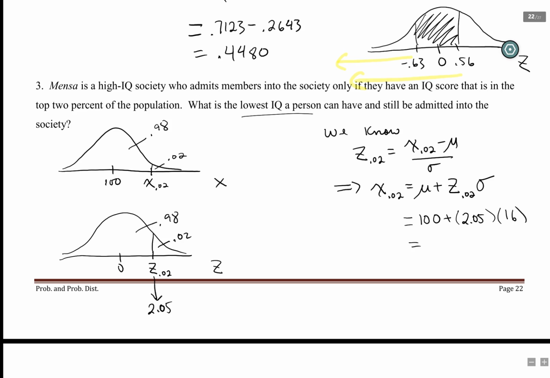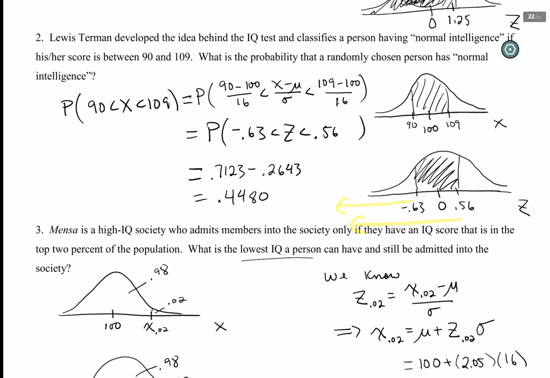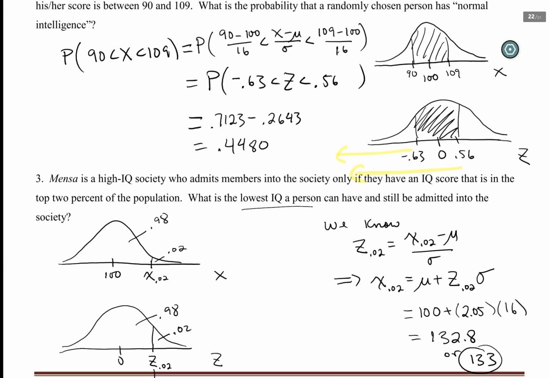If I do the arithmetic, I get 132.8, or in terms of IQ scores, which are on an integer scale, 133 is that value according to our model. You have to have a 133 or higher to get into this society. So this is an application of the normal distribution to IQ scores.